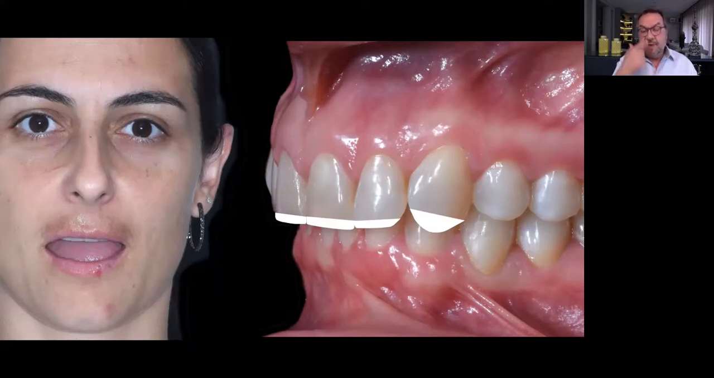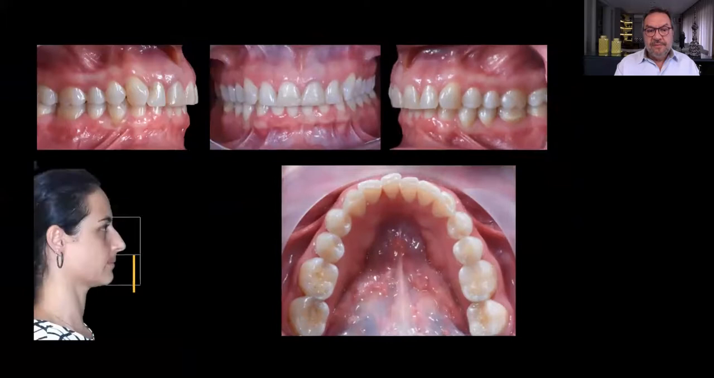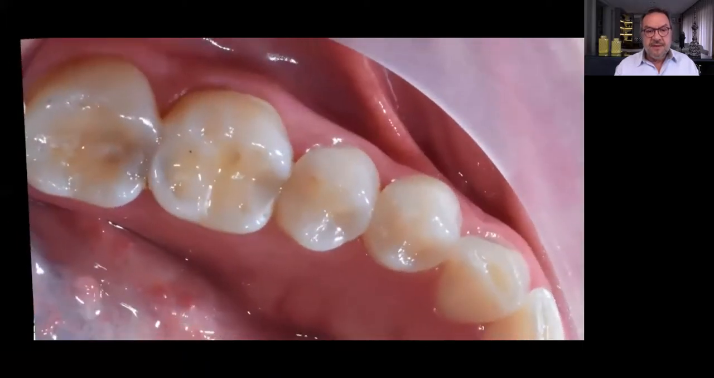So we had to open the bite, but I couldn't open the bite by intruding the upper incisors because the upper incisor exposure was poor. I couldn't intrude the upper incisor, okay? So I asked him to make some veneers.